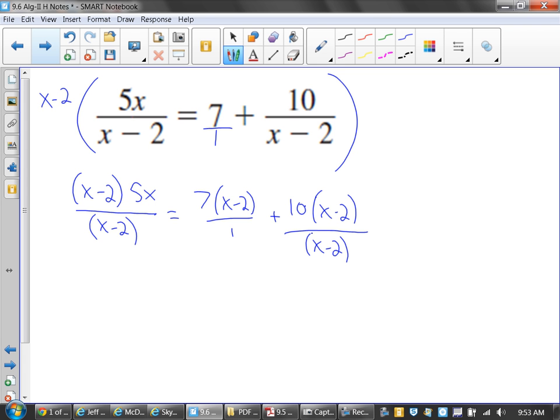When you distribute that out, are you identifying that things are going to drop out? Using the common denominator within fractional equations is a lifeline for getting rid of fractions. Goes away. Goes away. You wind up with 5x is 7x minus 14 plus 10.